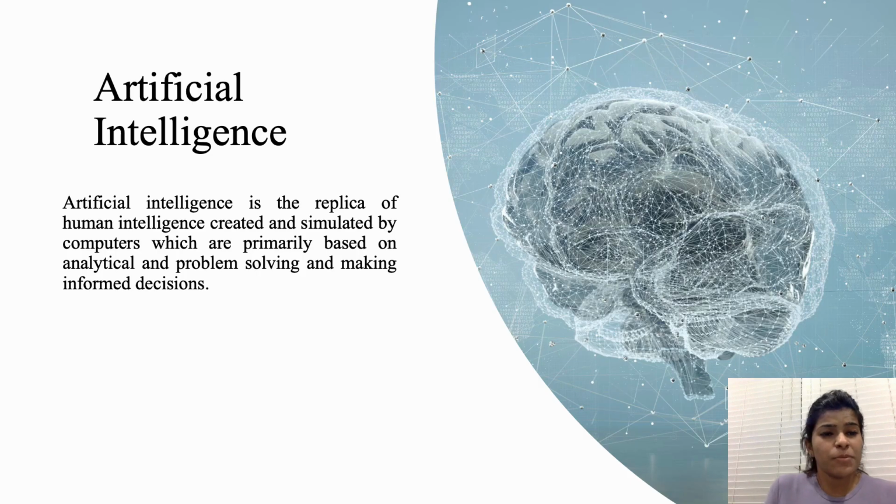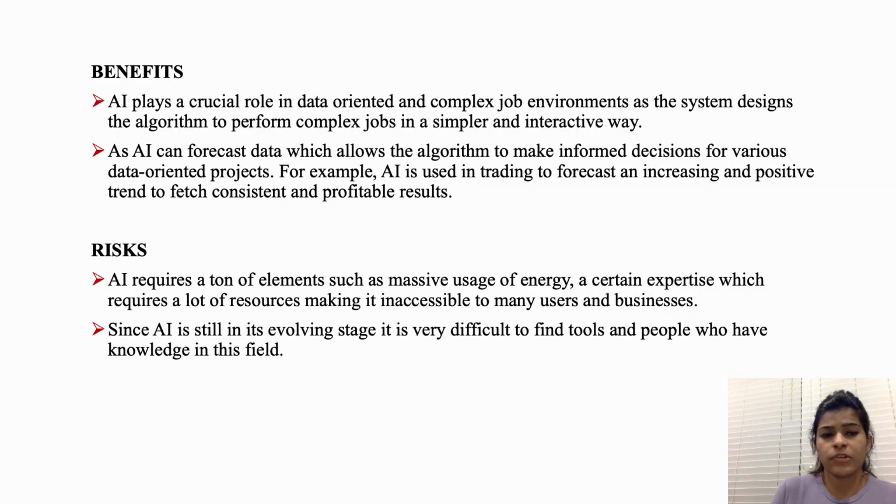Okay, so let's talk about artificial intelligence. Artificial intelligence is human intelligence created and simulated by computers, which is primarily based on problem solving and making any kind of decisions. There are some benefits and risks for artificial intelligence as well. Artificial intelligence basically forecasts data to make informed decisions for various data-oriented projects. For example, it is used to trade, forecast, and optimize to fetch consistent and profitable results.